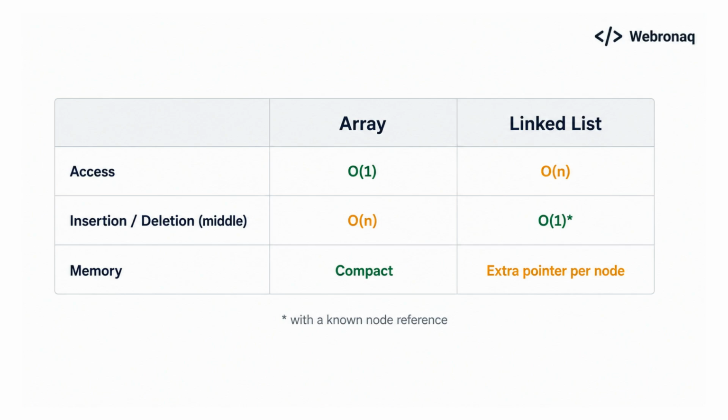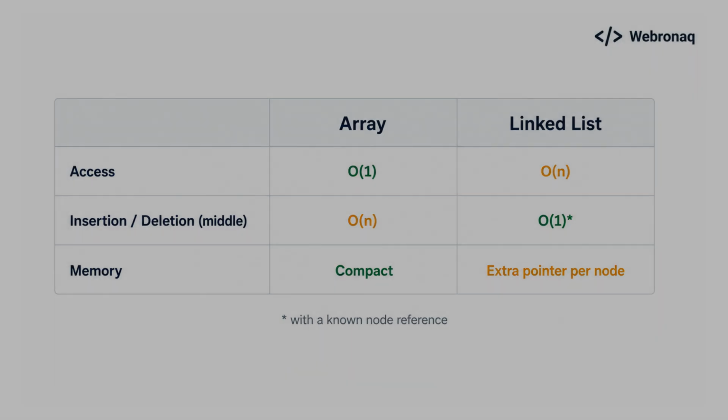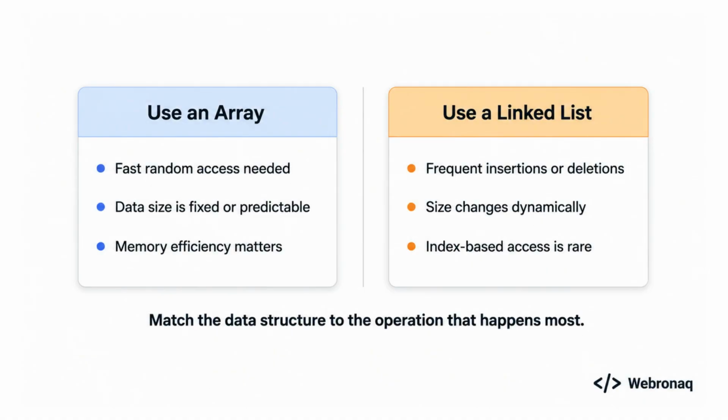There is one real cost though. Every linked list node carries an extra pointer alongside its data, so memory usage is higher. Neither structure wins on every front, and that trade-off is exactly what will tell you which one to reach for, coming up next. Alright, so how do you actually decide?